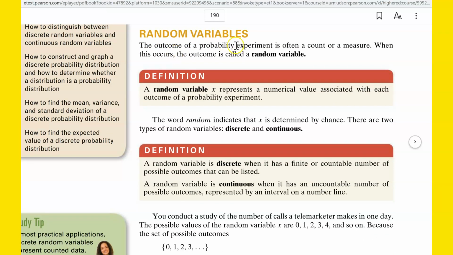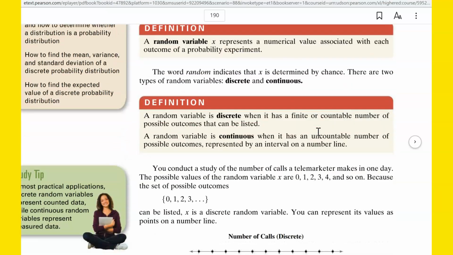All right, random variables. The outcome of a probability experiment is often a count or a measure. When this occurs, the outcome is called a random variable. So the random variable can take on any value associated with that outcome. So let's read that definition. A random variable x represents a numerical value associated with each outcome of a probability experiment. The word random indicates that x is determined by chance.